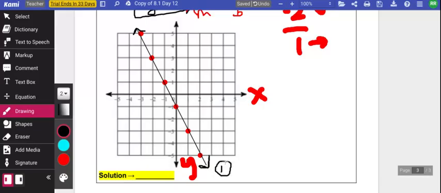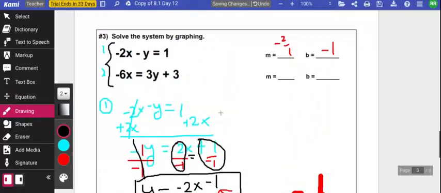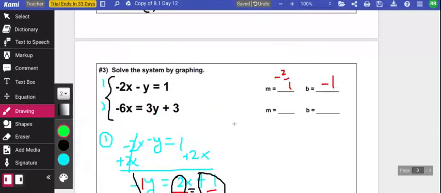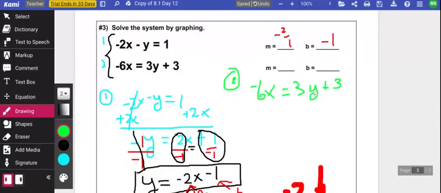Put a 1 and circle it. That's line 1 that comes from equation 1. Okay, now let's graph line 2. Line 2 is -6x equals 3y plus 3. So as you can see, my y term's on the right side. So how about I move this 3 to the left side? By subtraction, right? Undo addition by subtraction. So subtract 3 from both sides. Those 3's cancel. And so I have -6x minus 3 equals 3y.